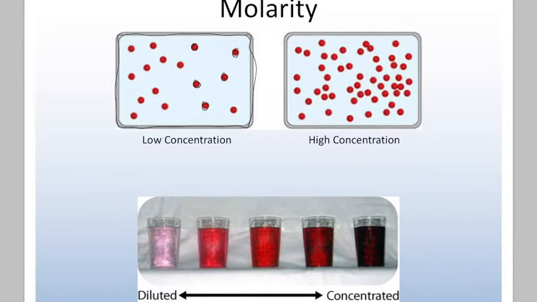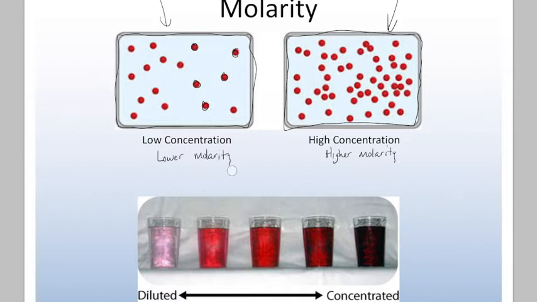When we're talking about concentration, we're talking about how crowded those solute particles are. Notice that this box over here has the same volume, but it has more red dots floating around, so it's a higher concentration. There is more solute dissolved in this solvent than in this one. So we would say this is a high concentration, but this would also have a higher molarity. Likewise, this would have a lower molarity.